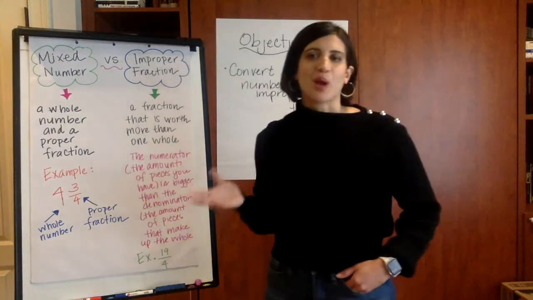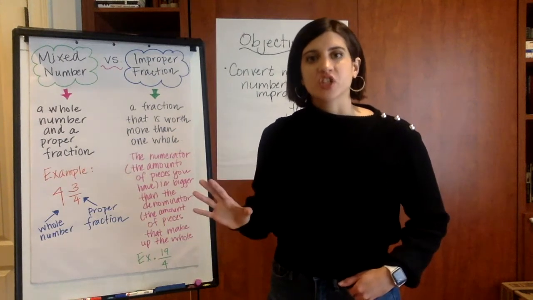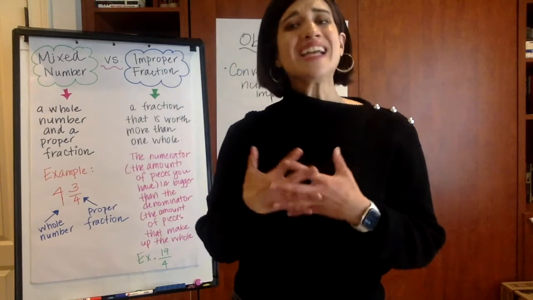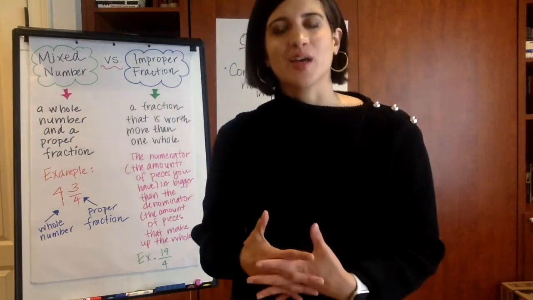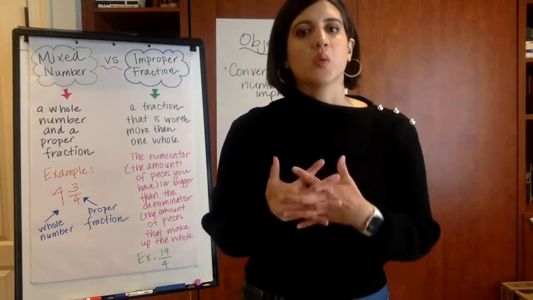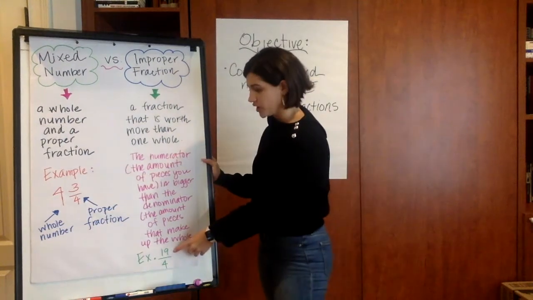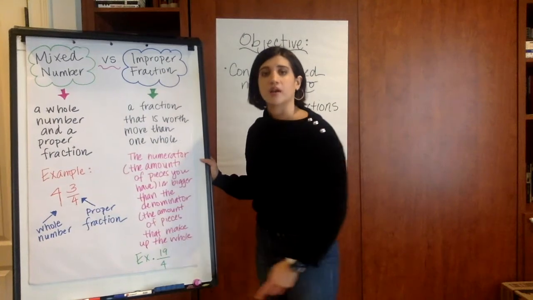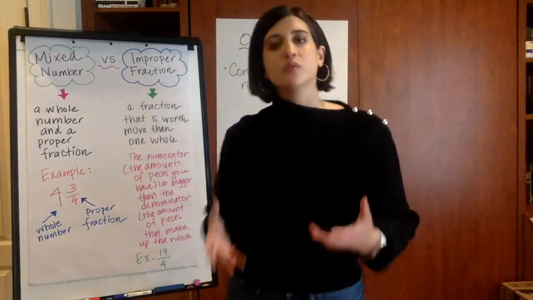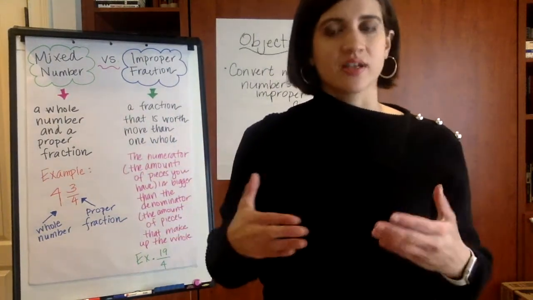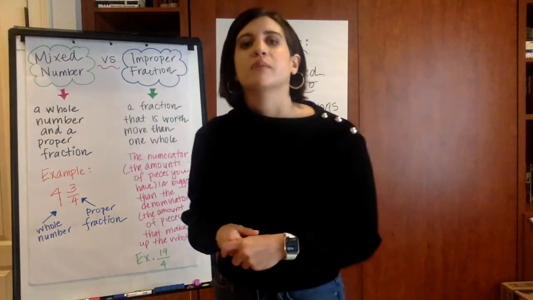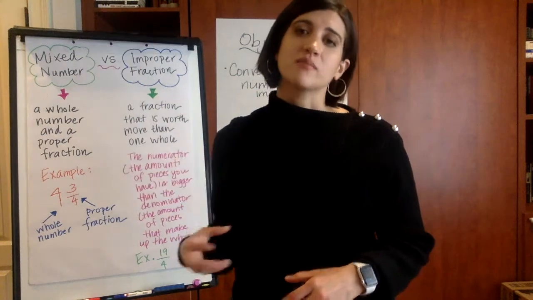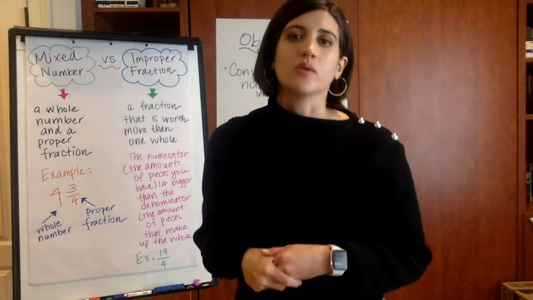So what is an improper fraction? An improper fraction is a fraction that is worth more than one whole. And how do I know that? What gives it away is that the numerator, which is the top number, is bigger than the denominator, which is the bottom number. Remember, the numerator represents the amount of pieces you have. The denominator represents the amount of pieces that make up the whole. So if you have more pieces than the amount that makes up the whole, you have more than one whole.